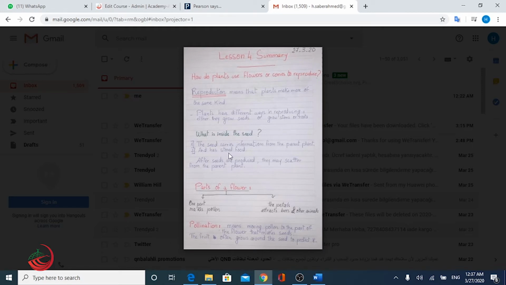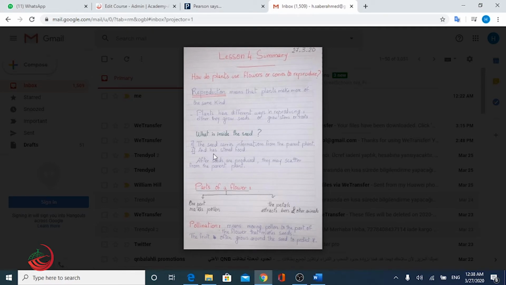Okay, what is inside the seed? How does the seed grow? What are the things that the seed has that give it the strength to grow? The seed carries information from the parent plant. It carries information: how tall, how strong is the parent plant stem, how long are the roots, how good is its fruit. Everything about the parent, the seed carries it with it.